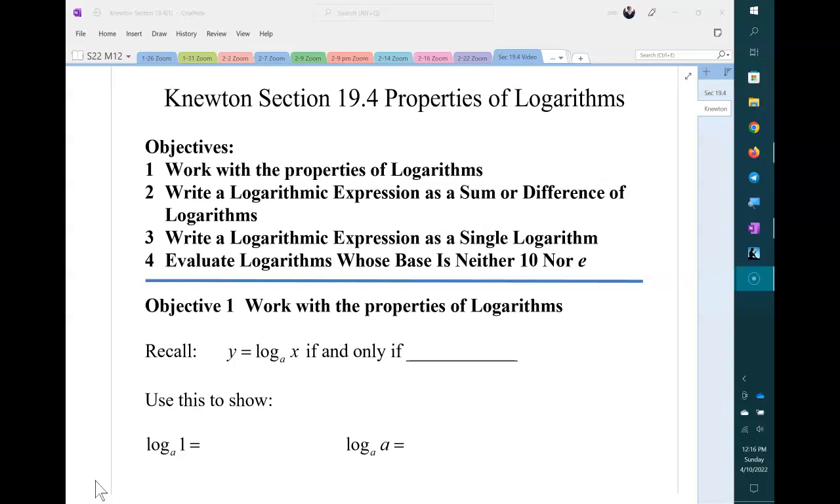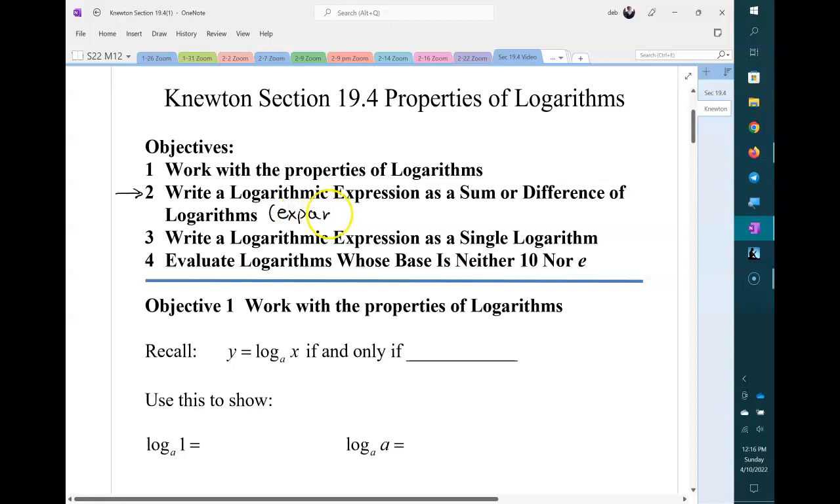And the 2 important things that we're going to learn how to do with those properties are to write a logarithmic expression as a sum or difference of logarithms, which is called expanding the logarithm. And we're going to learn to write a logarithm expression as a single logarithm, where sometimes you'll see this called condensing, but more often it just says write it as a single logarithm. And then we're going to work on evaluating logarithms where the base is not 10 and it's not e.